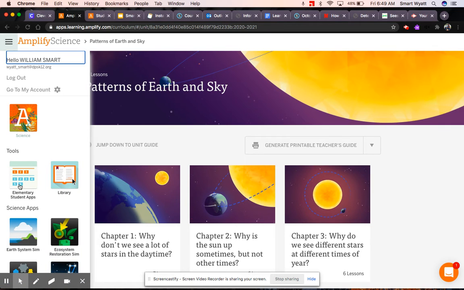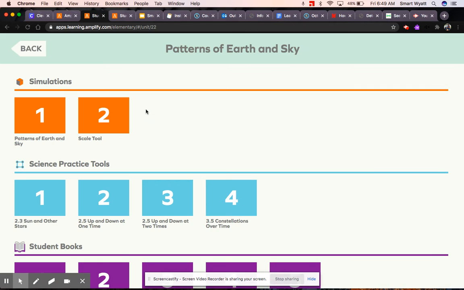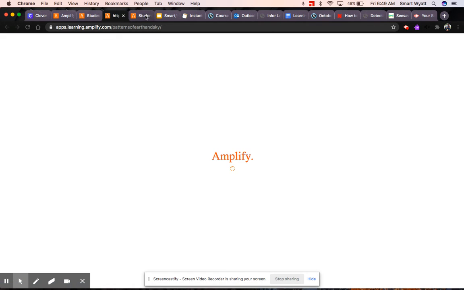Excuse me, and then we go into this. This is what you see. Patterns of Earth and Sky. And then you have Patterns of Earth and Sky 1. You're going to click on that, and that'll load up the simulator.